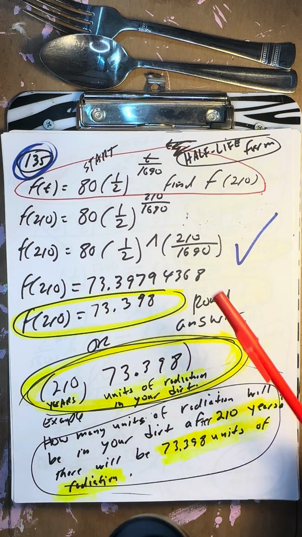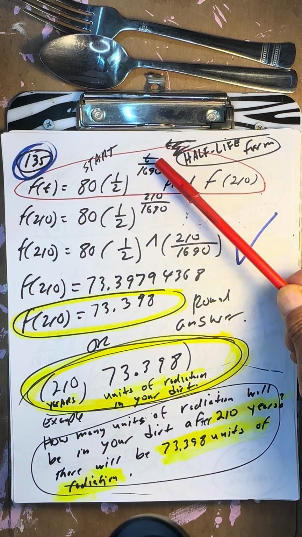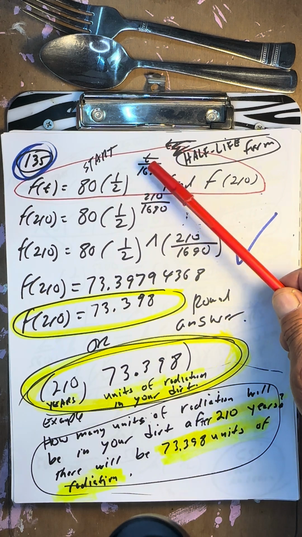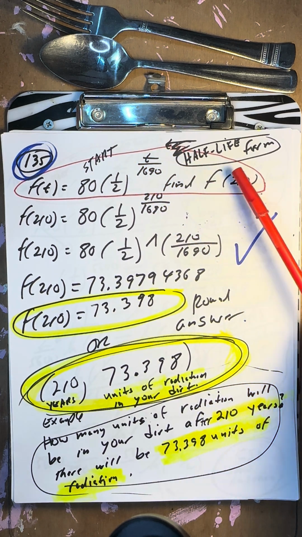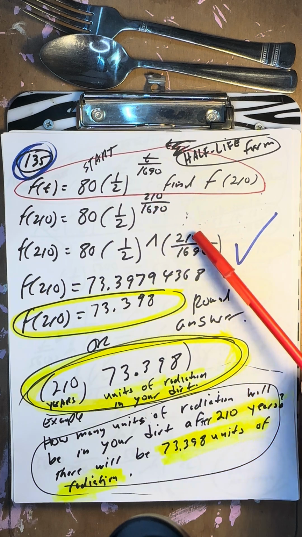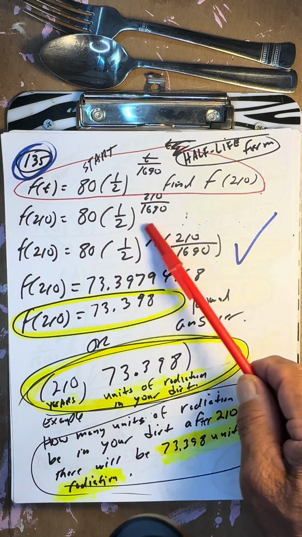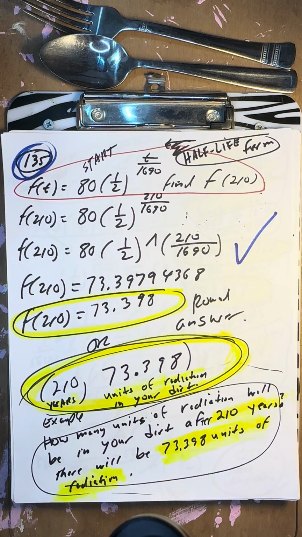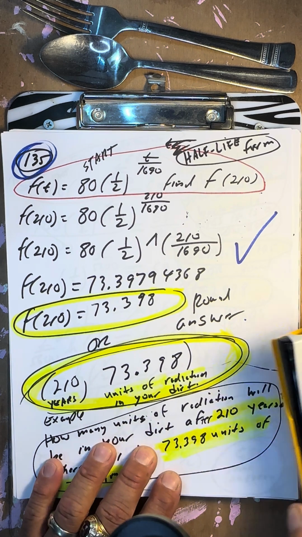Half-life formula. There it is. And the half-life is 1690 years for half of it to be gone. So I find f of 210. So put 210 in here. 210 divided by this is this. So now this, you can do it all at one time in the calculator if you want to. Should we do that? Yeah, let's do that.